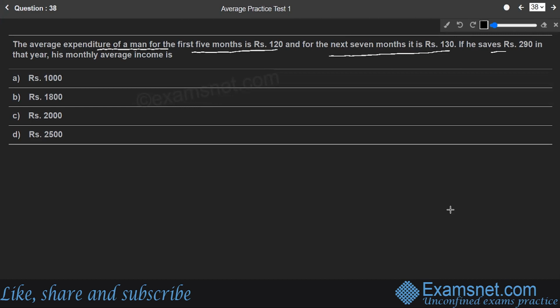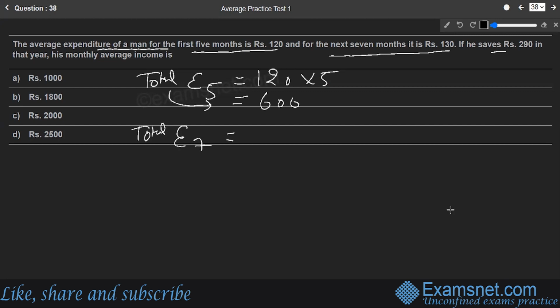The average expenditure of the first 5 months is given as 120. So the total expenditure of the first 5 months will be 120 into 5, that is going to be 600. That is the total expenditure he has made in the first 5 months. And for the next 7 months, it is 130. So the total of the next 7 months' expenditure will be the average multiplied by 7, that is 130 multiplied by 7. So it's going to be 910 rupees. So these are the two expenditures that he has made.